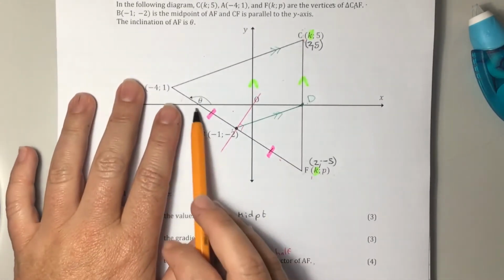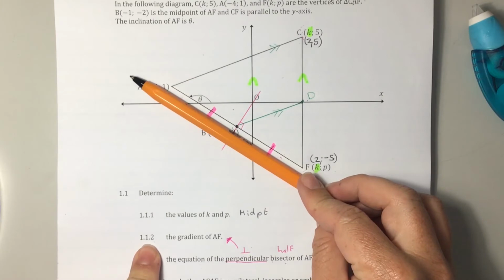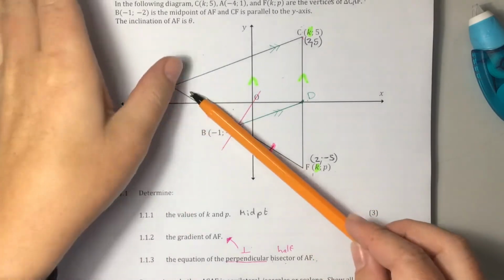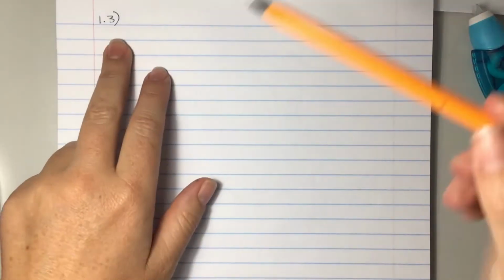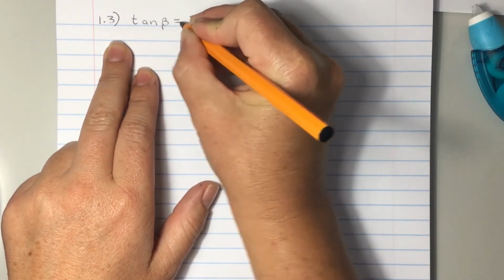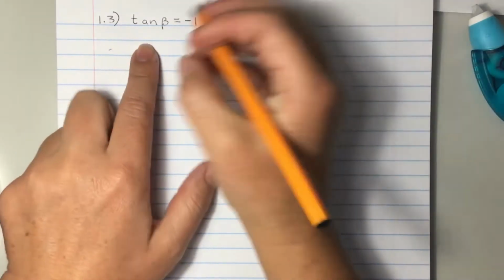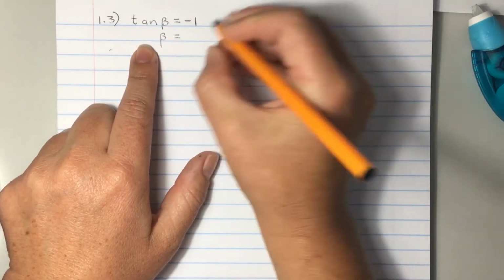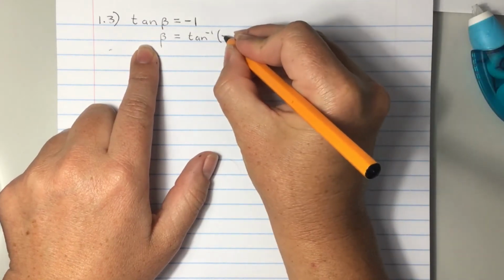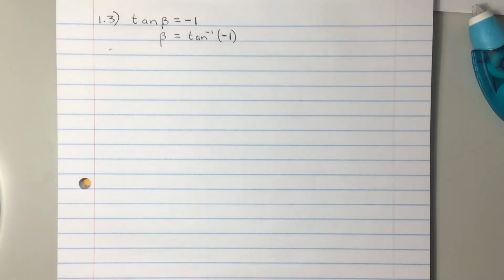So finding it on my picture, here we have theta, and it is the inclination of this line. Now we know from 1.1.2 it has a negative gradient, so we're going to have to use a variable instead of theta. So I'm going to use beta. Tan of beta is equal to my gradient, which is -1 from 1.1.2. And we want beta on its own, so I'm going to put tan inverse of -1 into my calculator. And don't forget to use your brackets then.